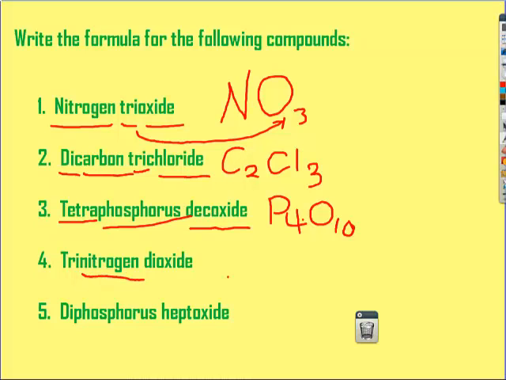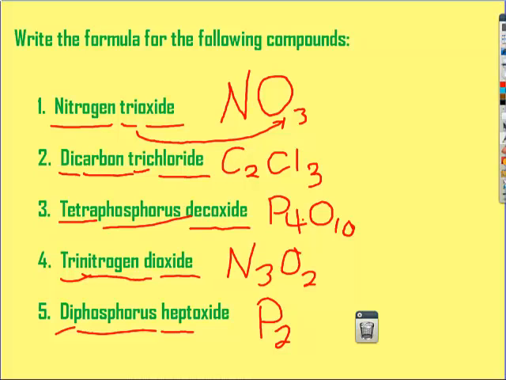Next, nitrogen. N, tri, 3, oxide, O, di, 2. Last one, phosphorus, P, di, 2, heptoxide, so that is oxygen, because it's oxide. Hept means 7. Okay. Hopefully with more practice you're getting used to it and you're starting to memorize it.